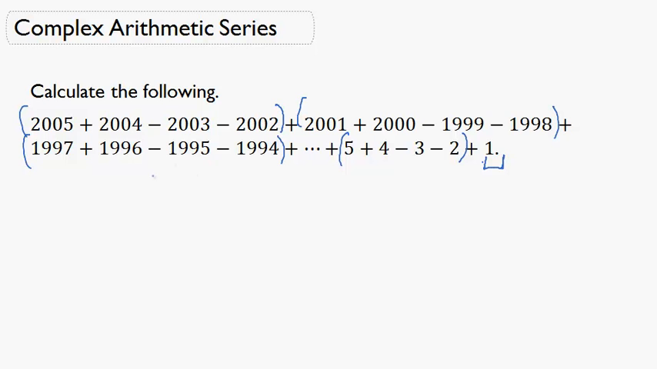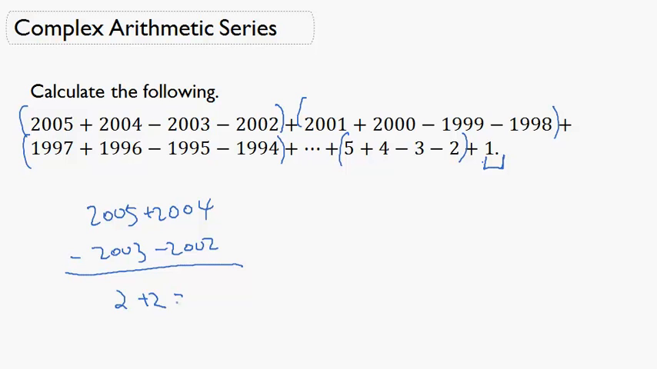All right, now the next step is calculating what this is. It turns out that each one of these parentheses actually has the same sum. So 2005 plus 2004 minus 2003 minus 2002, well, I'm going to write this out vertically: 2005 plus 2004 minus 2003 minus 2002. Well, this is just equal to 2 plus 2, which is equal to 4. So this is 4, and this is 4, and this is 4, and this is 4. So these are all 4s. And then you have a 1 right here.